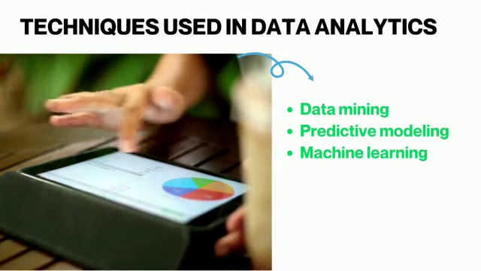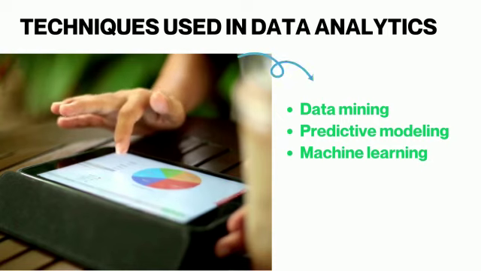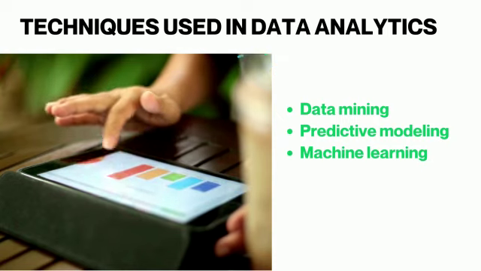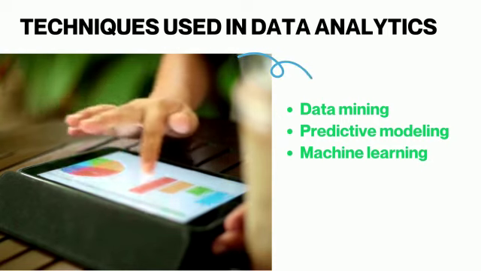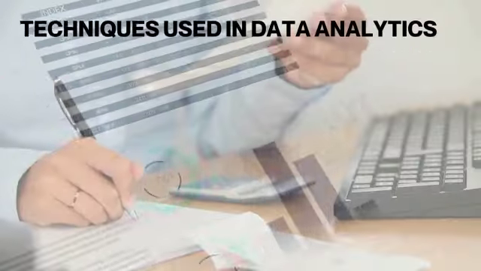Data mining: identifying patterns and relationships in large data sets. Predictive modeling: using statistical algorithms to make predictions about future outcomes based on historical data. Machine learning: training computer algorithms to learn.